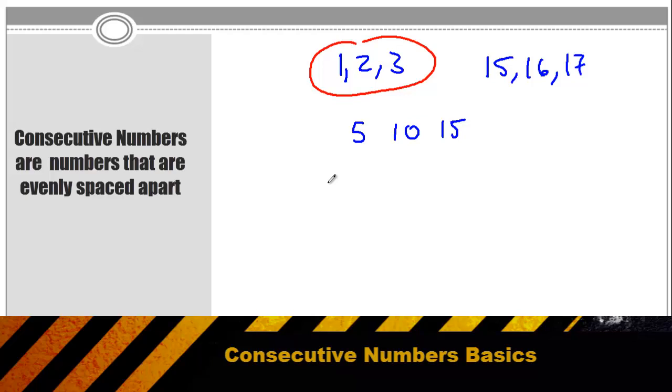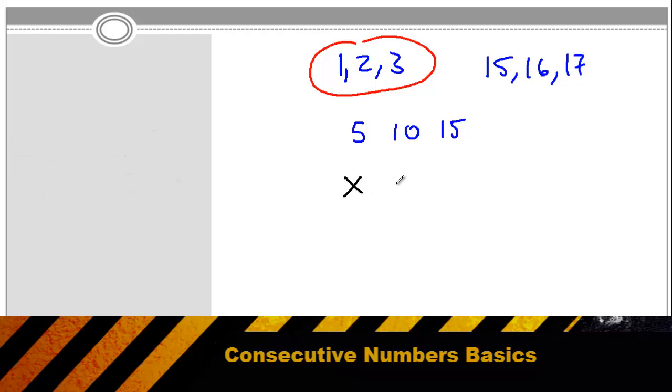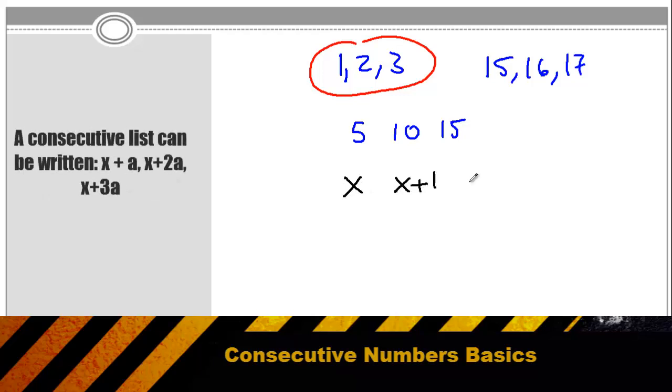So if the problem describes a list as a list of consecutive numbers, you could describe the numbers as the first number is x, the next number is x plus 1, and the next number after that is going to be x plus 2. If the problem described consecutive even numbers or consecutive odd numbers, you could describe your list as x, and then x plus 2, and then x plus 4. And if this list was describing a list of consecutive multiples, say a list of consecutive multiples of 3, your list would be x, the next one would be x plus 3, and the next number would be x plus 6.